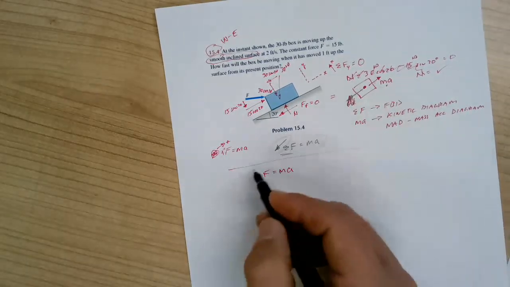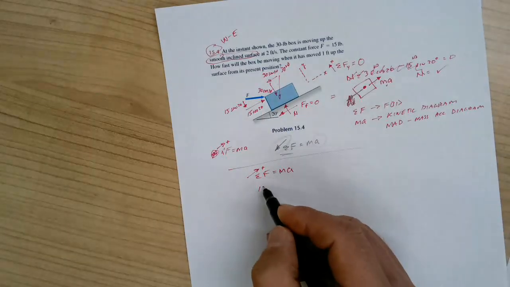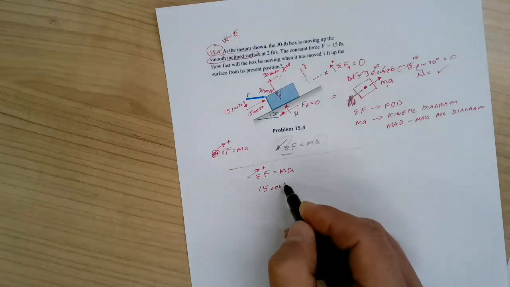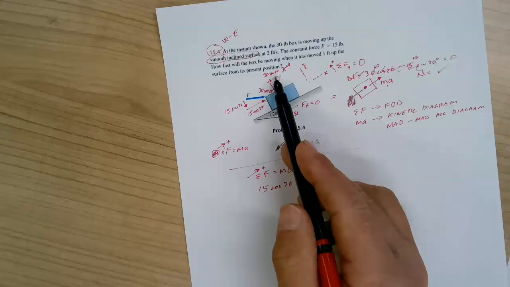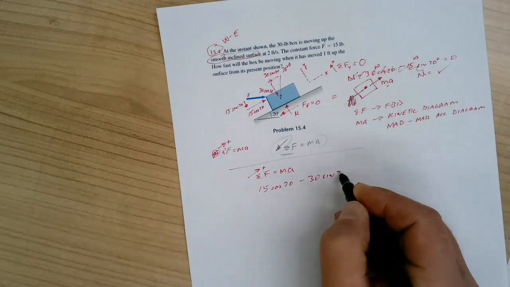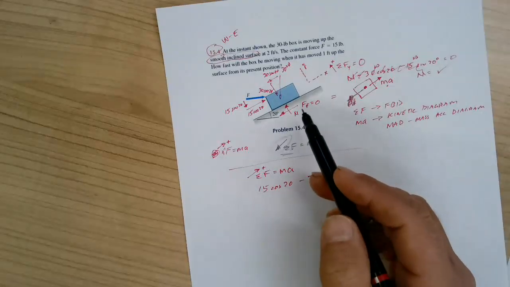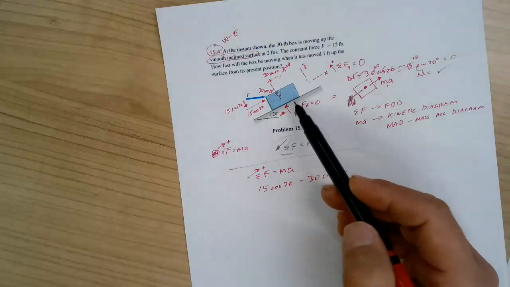I'm not going to deal with that. I'm going to go up and to the right positive. I got 15 cosine 20 going up and to the right, and then I have minus 30 sine 20 down and to the left. And that's all the forces.